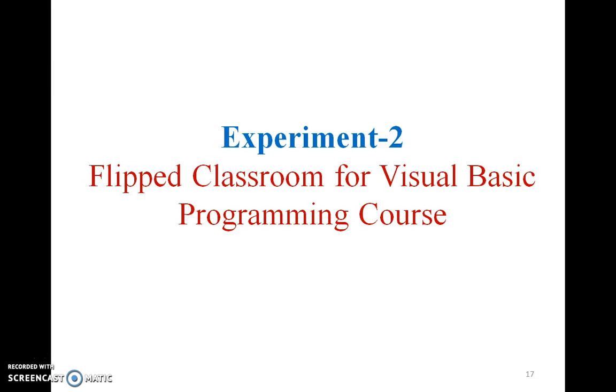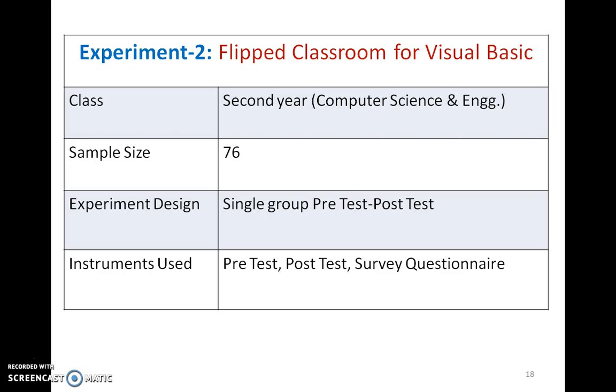The second experiment is the flipped classroom for Visual Basic programming. This strategy was implemented for a second year class of computer science and engineering. The class strength was 76. The experiment design is single group, pre-test, post-test. Instruments used here are pre-test, post-test, and survey questionnaire.